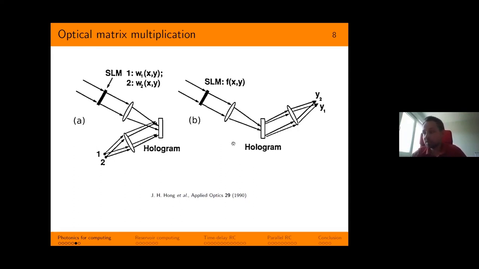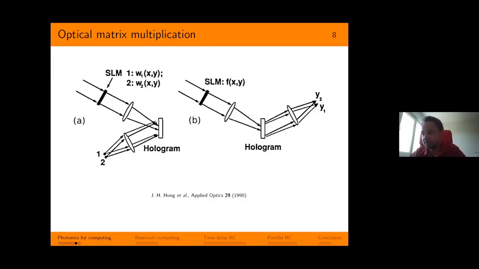If then we illuminate this hologram with the state X of the network, well, the hologram will produce the output, which will contain the information of W multiplied by X. So basically, this hologram implements the matrix multiplication. And what is very fascinating is that under certain conditions, 1 cubic centimeter of the holographic medium can store up to 10 to the power of 10 interconnections, which is a huge amount of information.